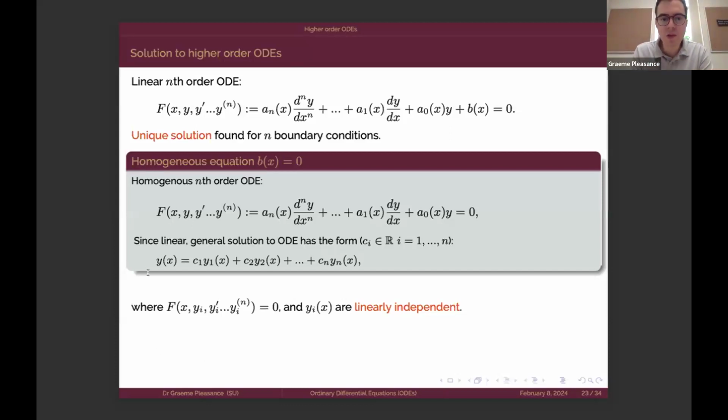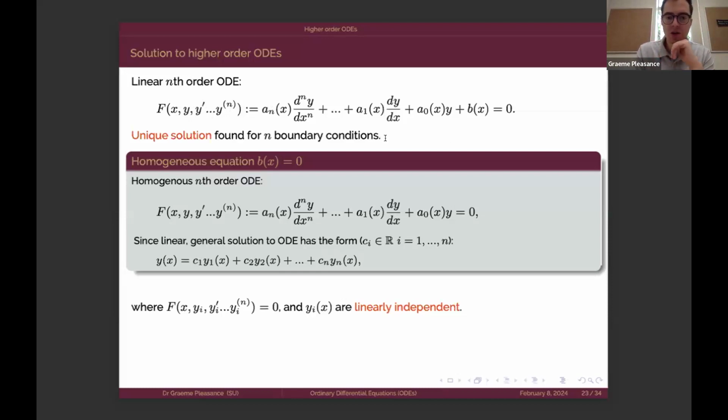So going back to the beginning, if you recall, we defined an nth order ODE in the following way. Basically, it's just an arbitrary function of some independent variable x and some unknown function y, and also containing its first derivatives all the way up to its nth derivative. So here a_n all the way to a_1, a_0, and b are just arbitrary. We assume these to be arbitrary functions that are differentiable.